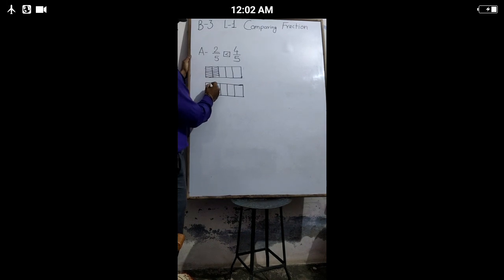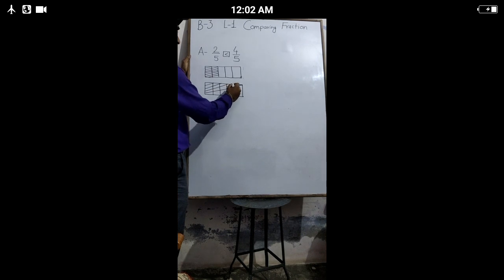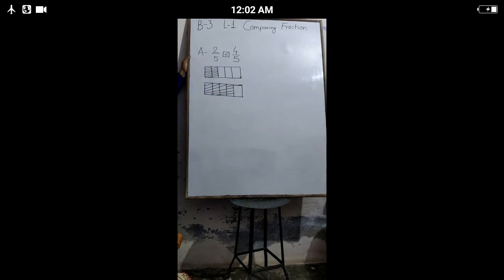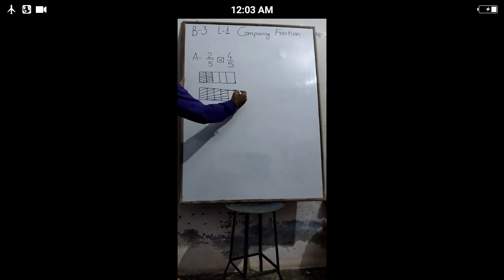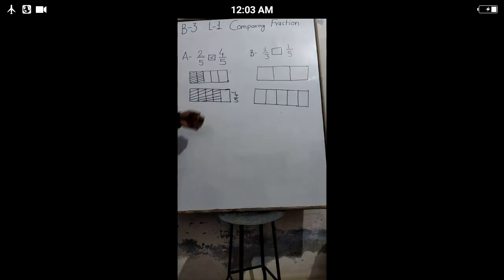Children, here, which picture has the most colored parts? This one. So 4 upon 5 is bigger than 2 upon 5. Children, this is question B.